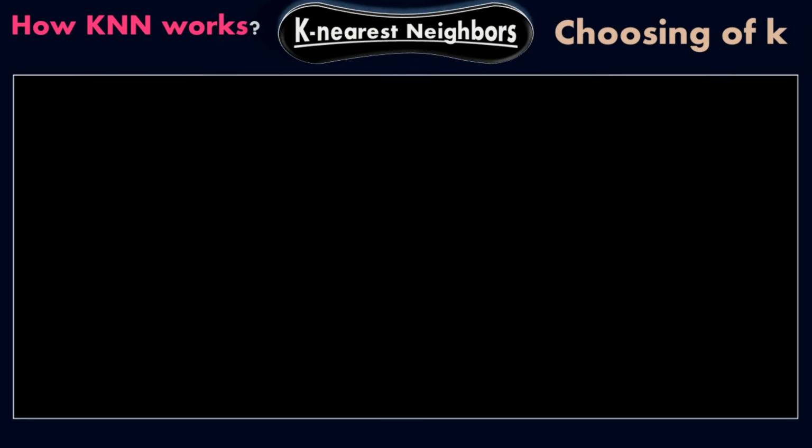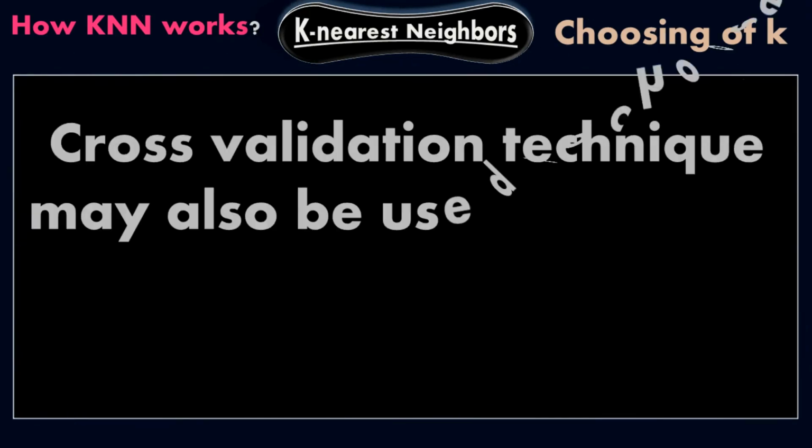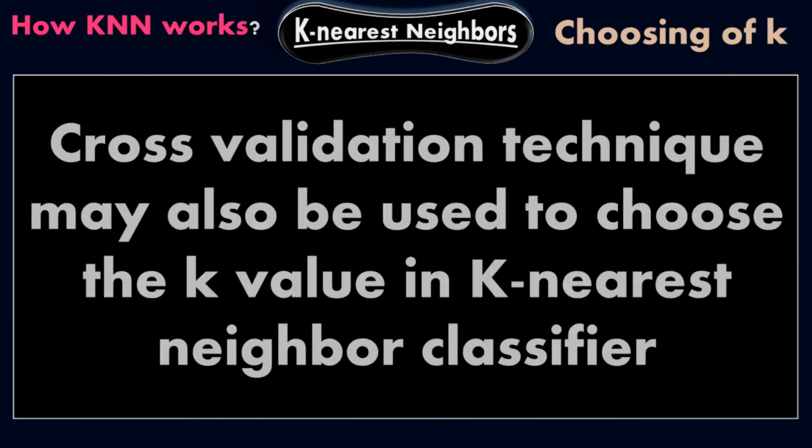Look, there is another technique which is called the cross-validation technique. The cross-validation technique may also be used to choose the K value in the K nearest neighbor classifier. This is another technique which is very helpful in choosing the correct K, the accurate K, for the KNN model.